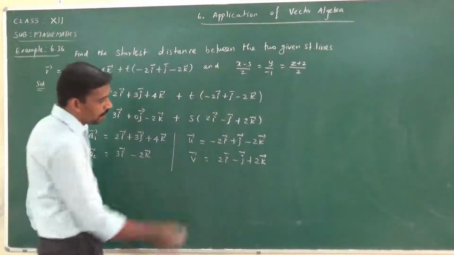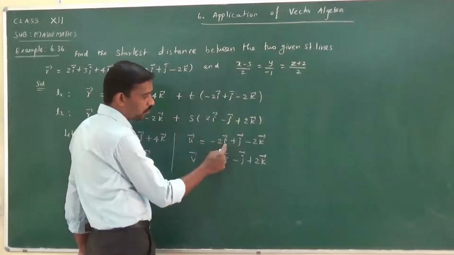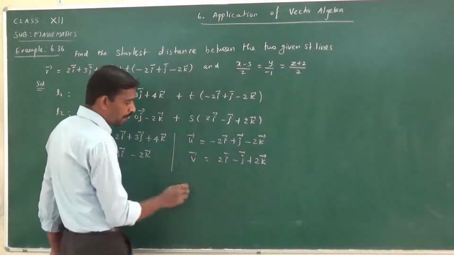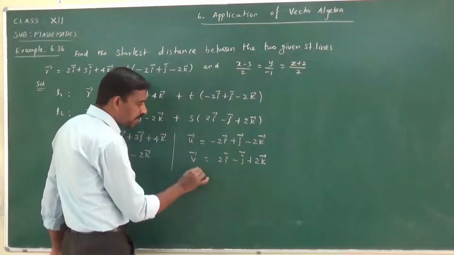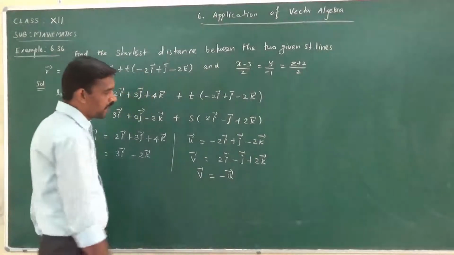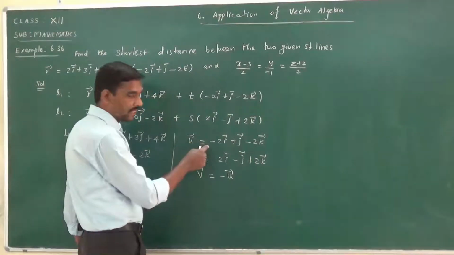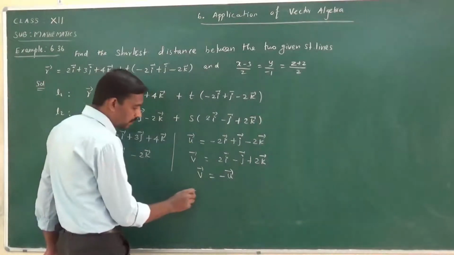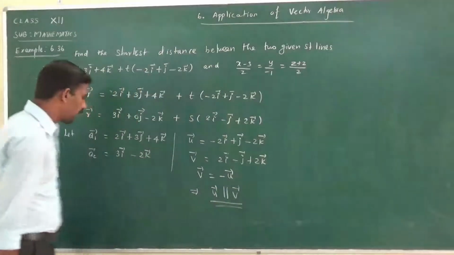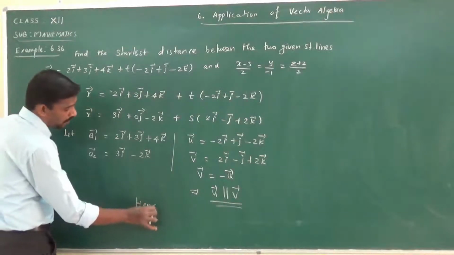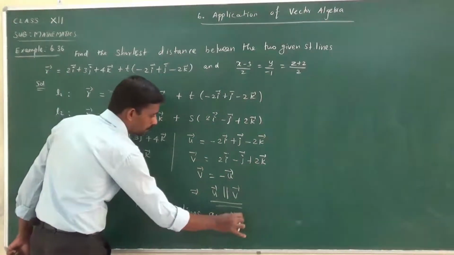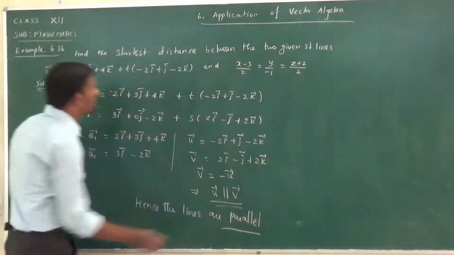You see here, the coefficients of i, j, k are multiples of each other. v vector is nothing but minus of u vector. You multiply u vector by minus 1, you get v vector, isn't it? It seems that u vector is parallel to v vector. Hence, the lines are parallel. So now the lines are parallel.